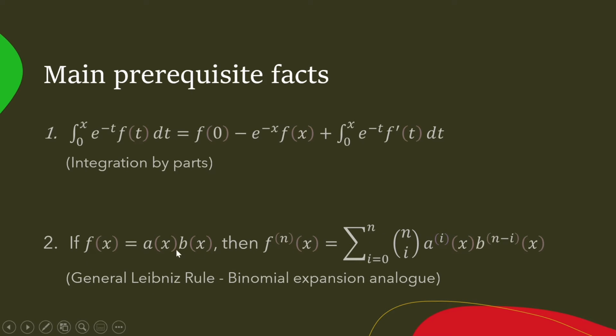This is called the general Leibniz rule, and you can notice that it is completely analogous to the binomial expansion formula that we're familiar with, where you have these coefficients and some convolution going on. Anyway, we'll make use of this formula as well. Both of these formulas are not hard to prove. You can use integration by parts for the top one and induction for the bottom one, but that's not really our focus right now. We're just going to make use of these formulas in our proof that e is transcendental.